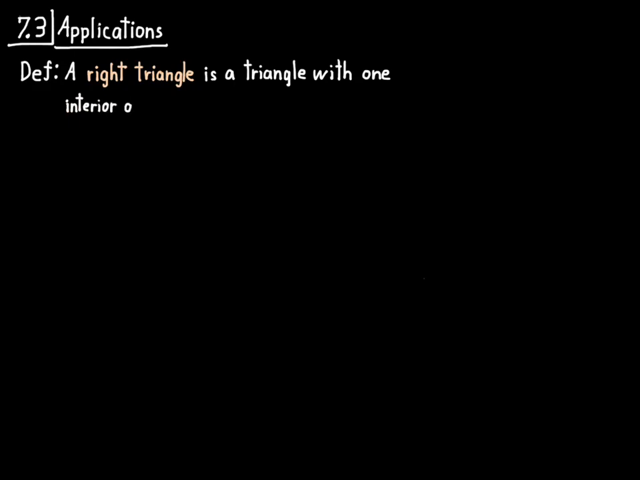Okay, so this is section 7.3, applications of quadratic equations. We're going to start off with something that we had before in a previous section, which is right triangles and the Pythagorean theorem. So we're going to have some examples of that in this section.